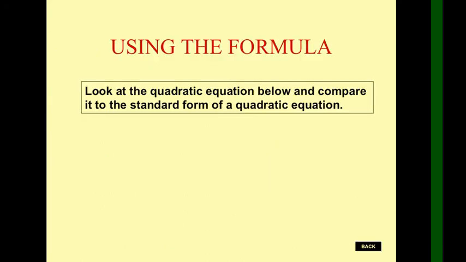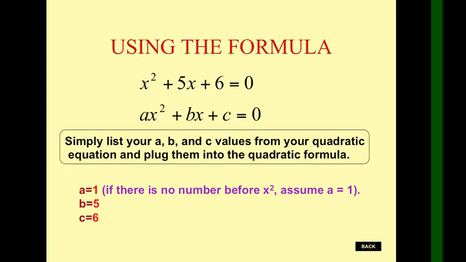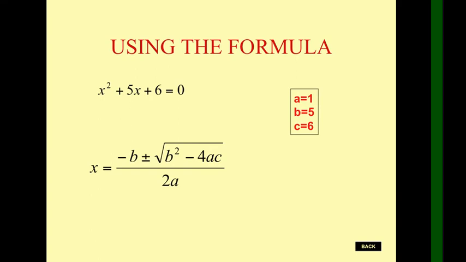Using the formula, look at the quadratic equation below and compare it to the standard form of the quadratic equation. Simply list your a, b, and c values and use them in the quadratic formula. So we have a equals 1 for x squared plus 5x plus 6, b is equal to 5, and c is equal to 6. If there's no number before x squared, assume a is equal to 1. Okay? Using the formula, just substitute them.